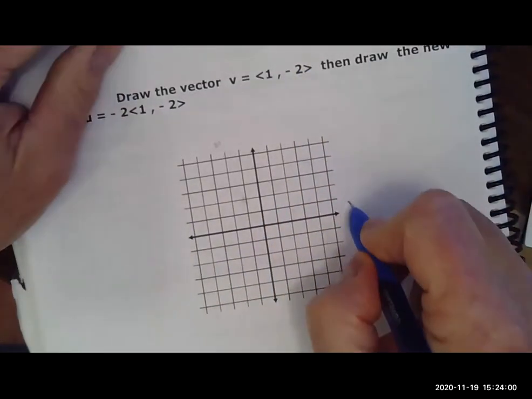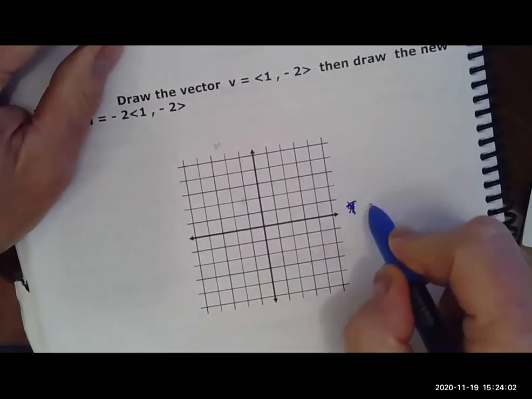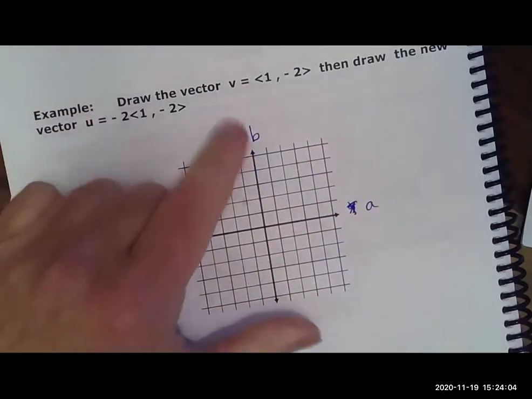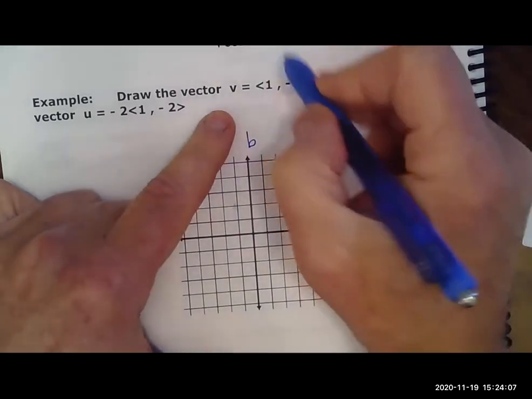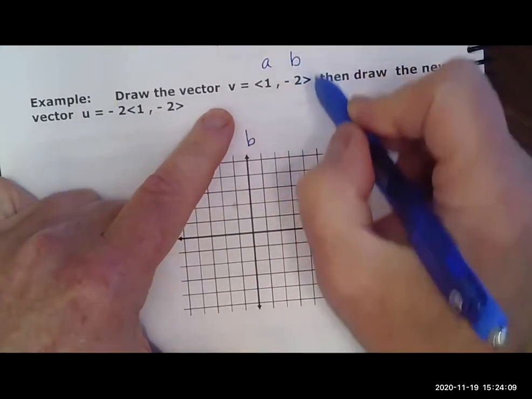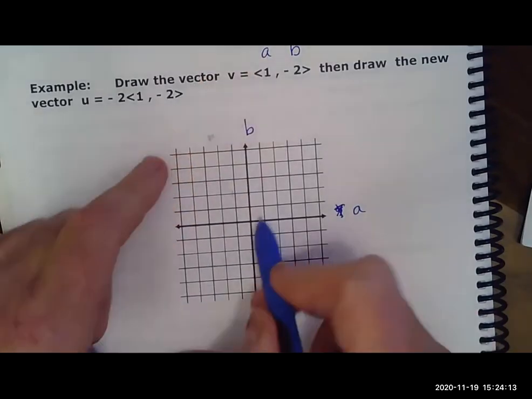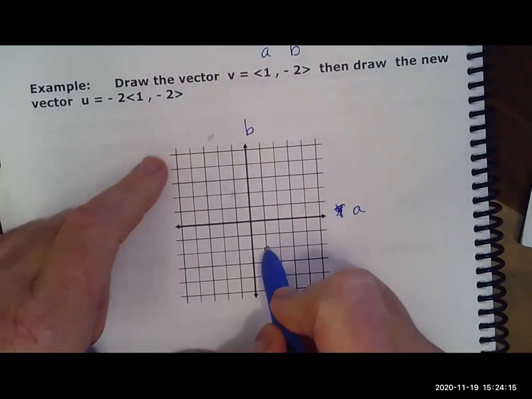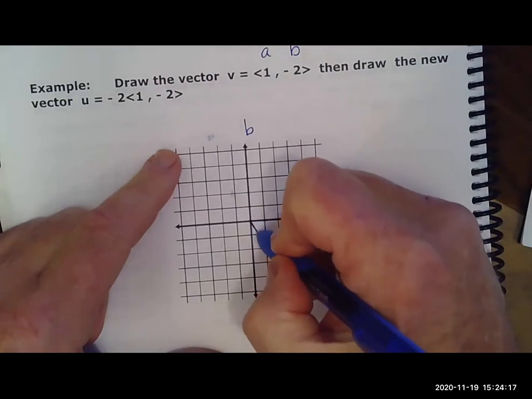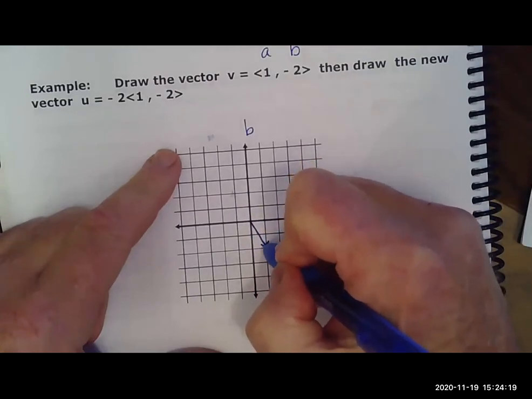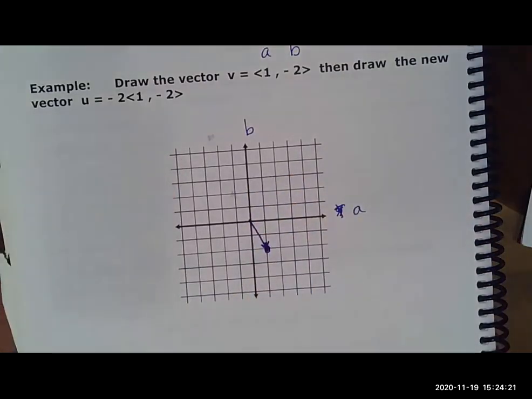This is X, oh no, actually this is A and B. If it's in vector component form, these are A's and B's instead of X's and Y's. Okay, so A is 1, B is -2. A is 1, B is -2. You go like this, and then you, and I have a red pen somewhere. Here it is.